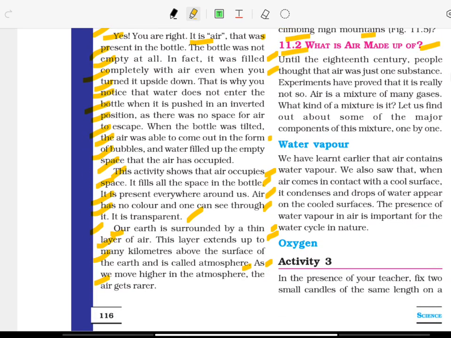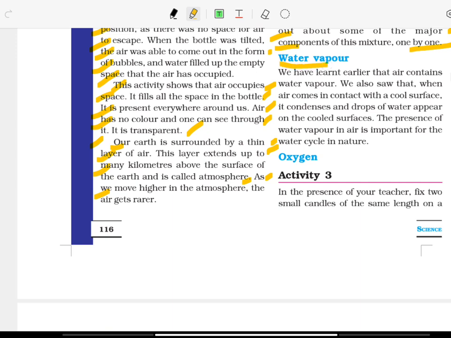What is air made up of? Until the 18th century, people thought that air was just one substance. Experiments have proved that it is really not so. Air is a mixture of many gases. What kind of mixture is it? Let us find out about some of the major components of this mixture one by one. Water vapor. We have learned earlier that air contains water vapor. We also saw that when air comes in contact with a cool surface, it condenses and drops of water appear on the colder surface. The presence of water vapor in air is important for the water cycle in nature.